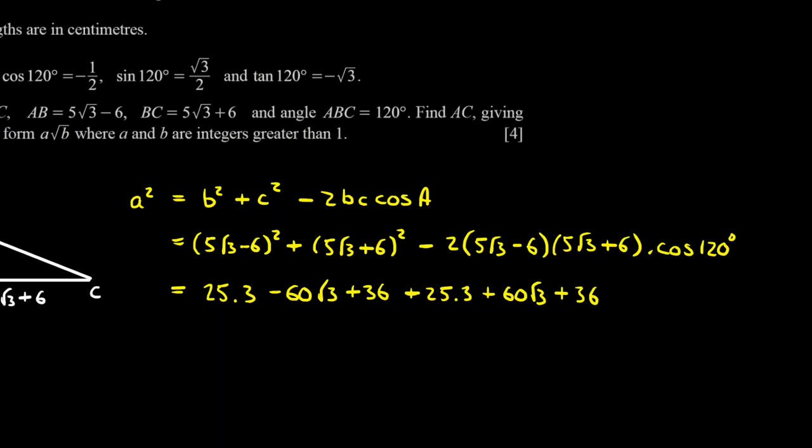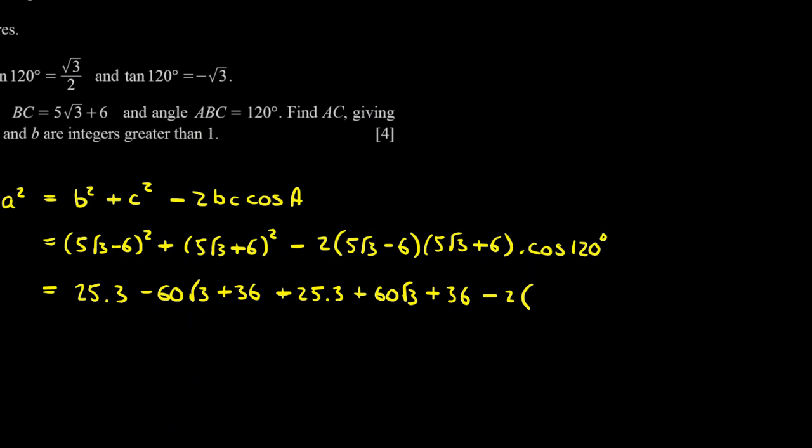So we're going to get minus 2 times by, well, 5 root 3 times by 5 root 3, as we said before, is 25 times by 3. And notice what's going to happen next. We're going to get 5 root 3 times by 6, which is plus 30 root 3. Then minus 6 times by 5 root 3, which is minus 30 root 3. So those two things are going to cancel off. And we're left with minus 6 times by positive 6, which is minus 36.